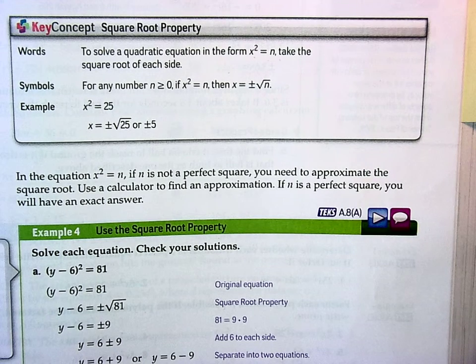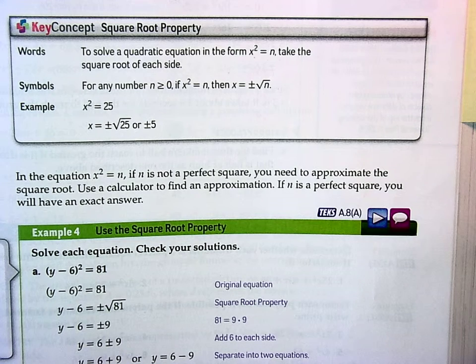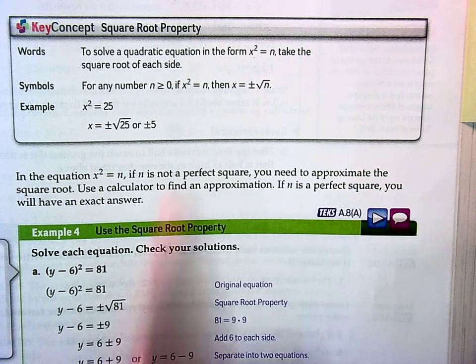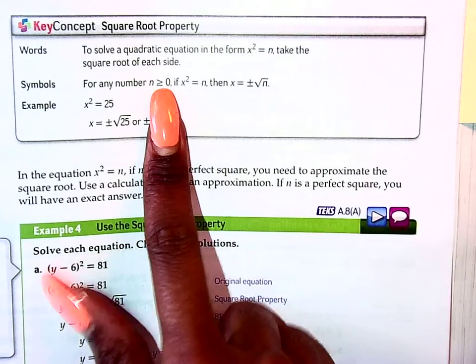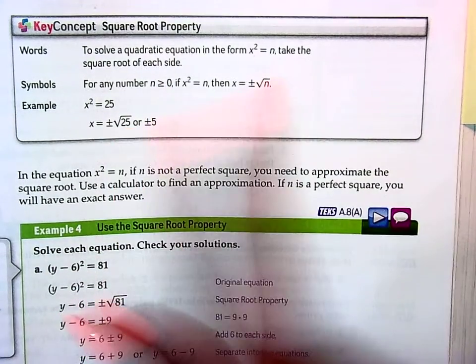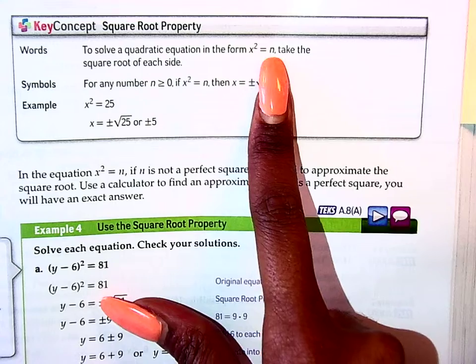Alright, for this last one, we're going to talk about the square root property. It says to solve a quadratic function in the form x squared equals n, take the square root of each side. Pretty simple. For any number n greater than 0. So that just means that the number, if it's equal to n, it can't be negative. Okay?